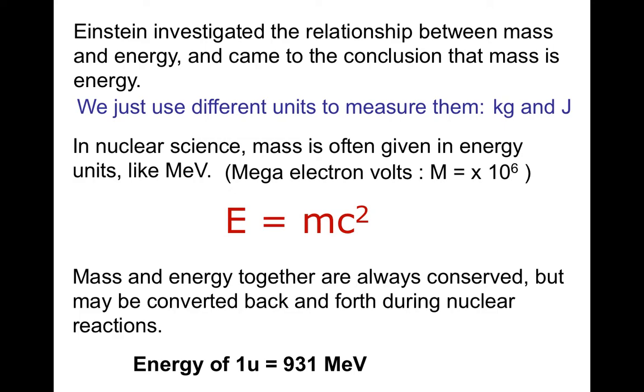So one universal mass unit, something close to a proton, is equal to 931 mega electron volts. That is on the front of your reference table. So one universal mass unit is equal to 931 mega electron volts. You'll notice we have a mass on the left-hand side, and that's equal to a certain amount of energy. That's Einstein's famous equation: mass is energy.